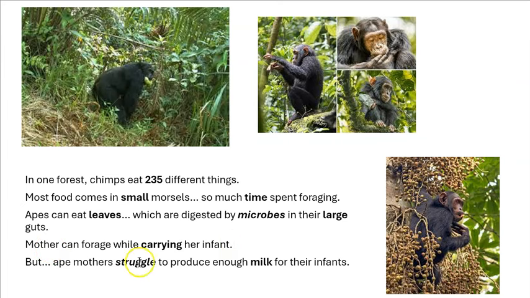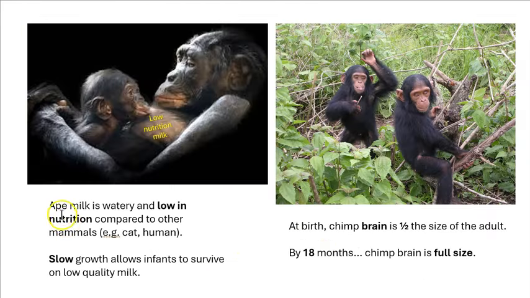But ape mothers struggle to produce enough milk for their infants. Ape milk is watery and low in nutrition compared to other mammals, for example, a cat or a human. Slow growth allows infants to survive on low-quality milk. At birth, the chimp brain is roughly 1/2 the size of the adult. By 18 months, the chimp brain is full size.